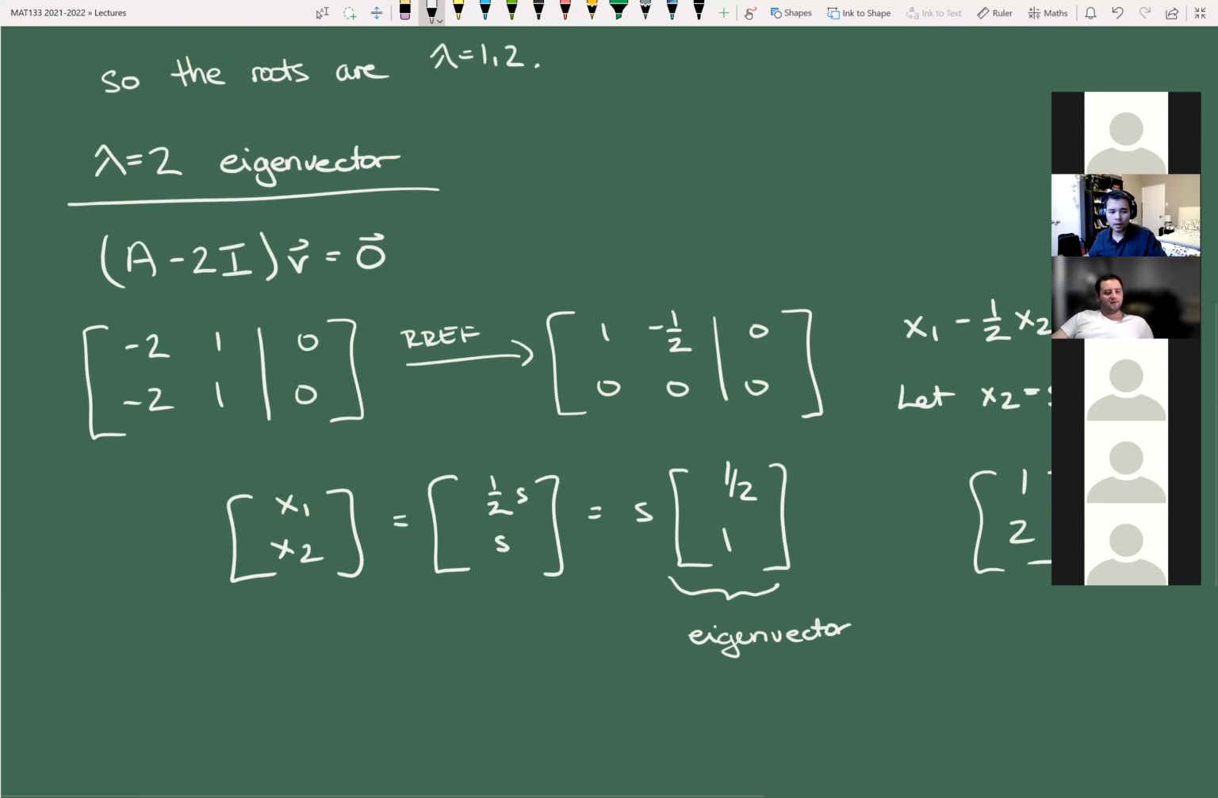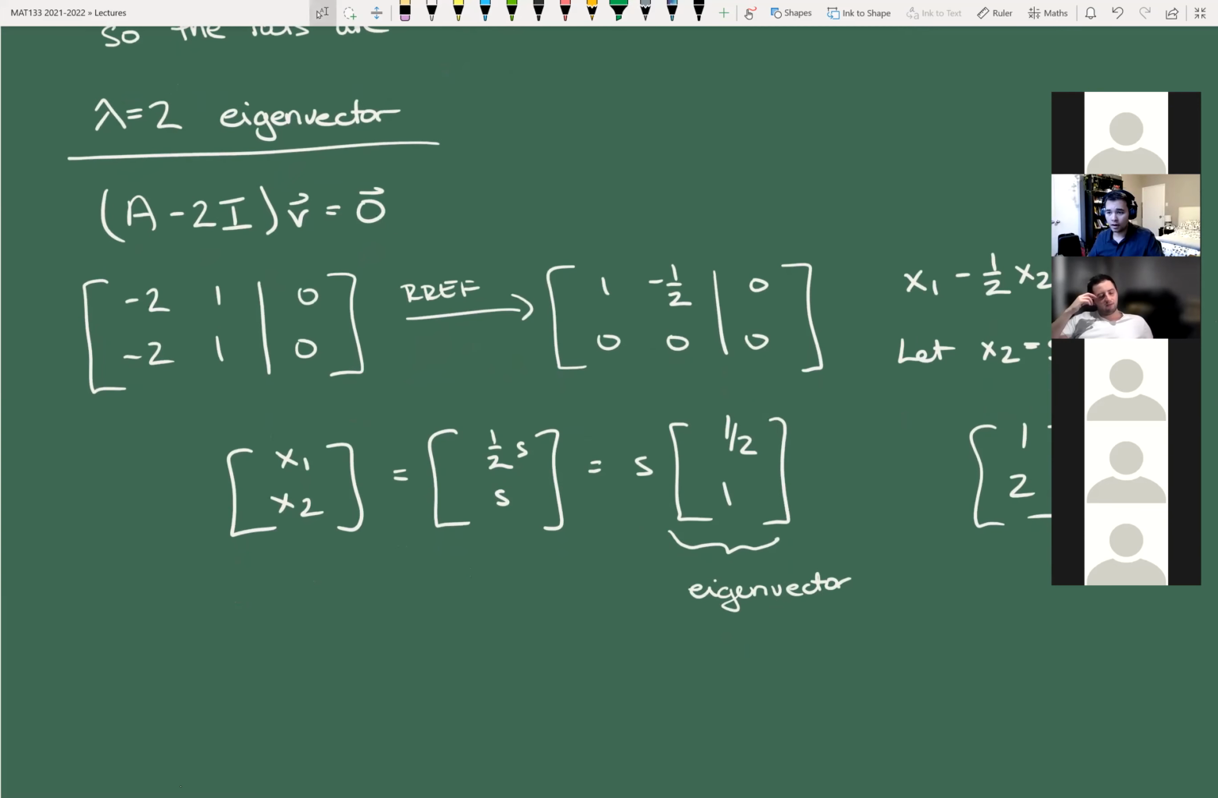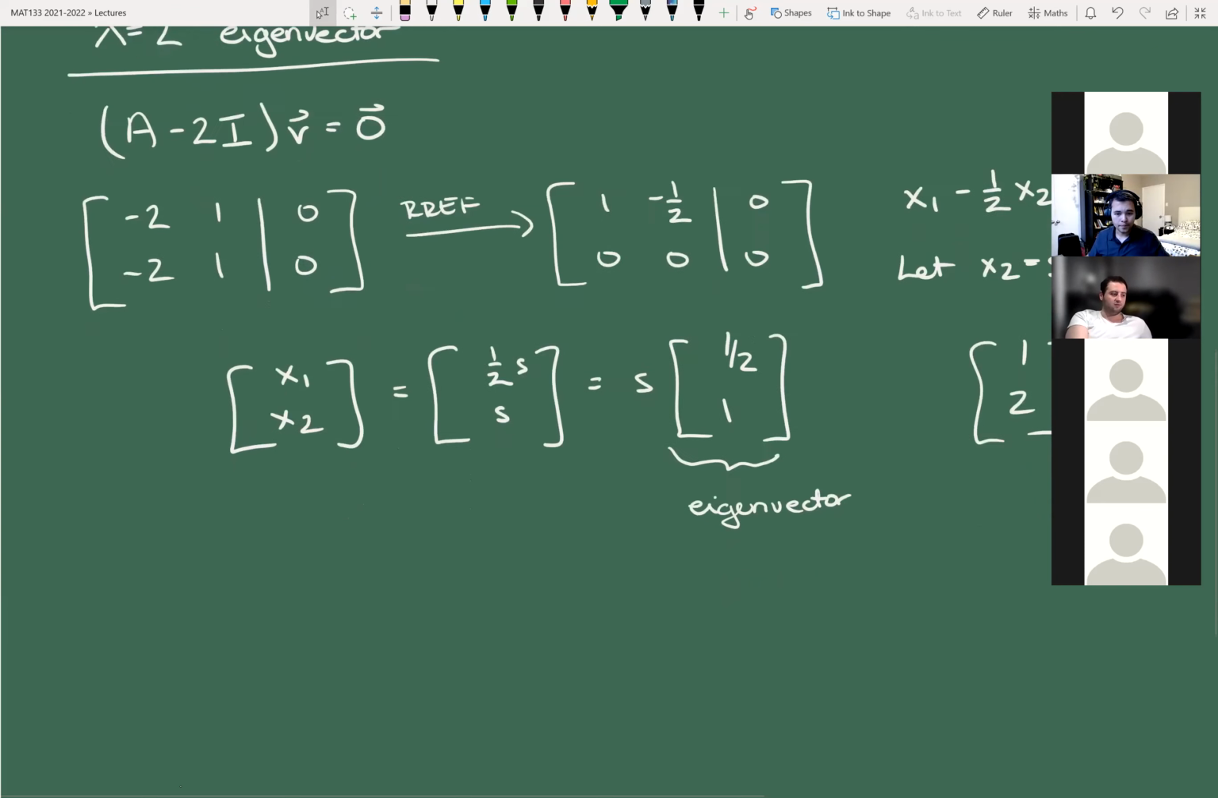So what we could basically say, if you wanted to say it a different way, is that for any value of s, this is an eigenvector. And so if we had set s to be equal to 2, we would have gotten the solution (1, 2), right? But we could have used something else. If we had used s equal to 6, we would have gotten (3, 6) as our eigenvector. There's infinitely many solutions, right?